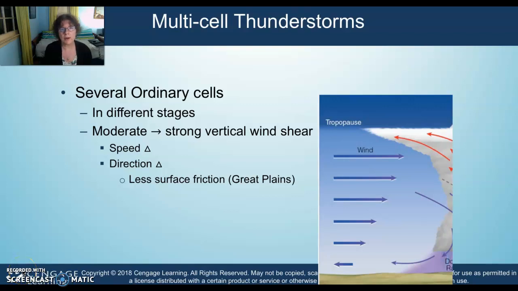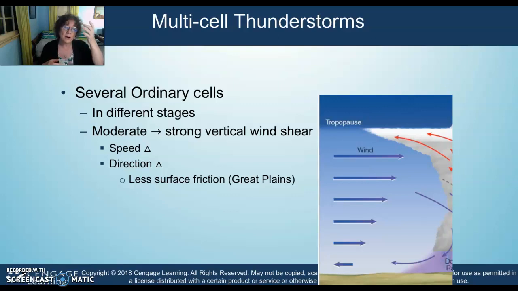So moving from ordinary thunderstorms to multicell thunderstorms, you just have to think of multicell thunderstorms as having many different ordinary thunderstorms in one place. So you will have several ordinary thunderstorms in different stages in one multicell thunderstorm. And the other difference is the level of wind shear that's associated with all of those ordinary thunderstorms grouped together.